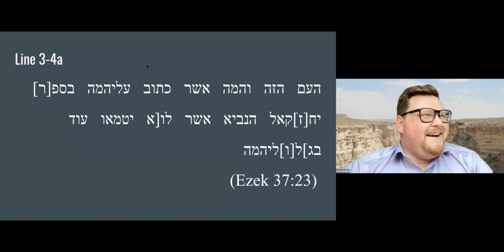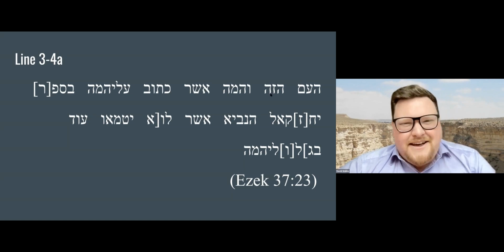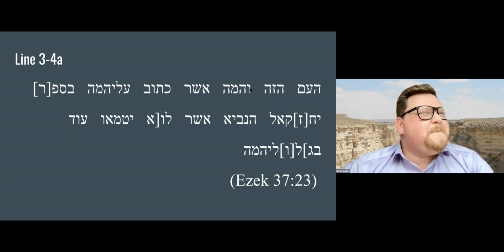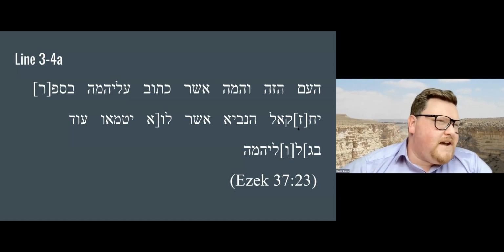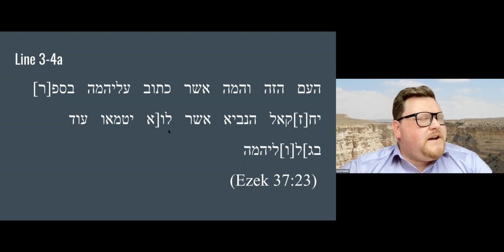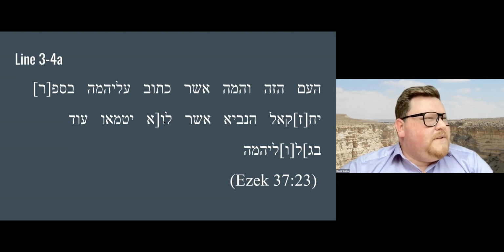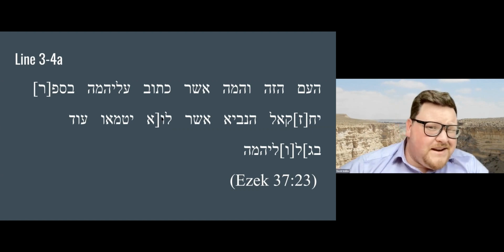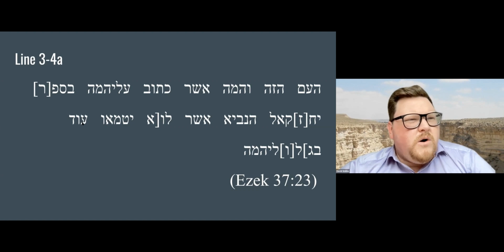I'll go ahead and do it. So we have the ham hazeh, right, from the previous quote from Isaiah. Then we have asher kituv alehema besefer Yechezkel hanavi asher. And here's where we have the reconstructed text. We have the lo, potentially with a vav, maybe not. Both work. Lo yitma'u od bagilulehema.